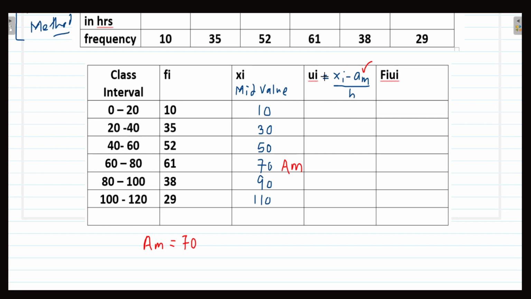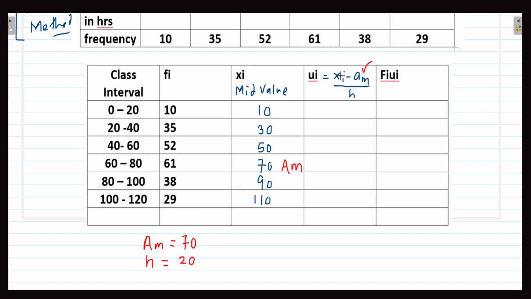Now you have to find ui. Ui is what? Xi minus assumed mean divided by h. Xi means all these mid values, and am means assumed mean, that is 70 in this case, and h means height. Height will be what? The difference between the upper limit and lower limit, that difference is 20, that is called as h. So here in this case h is 20. So you will write here h is equal to 20.